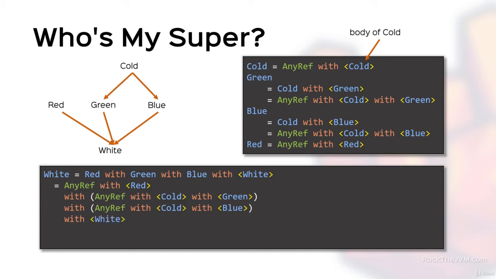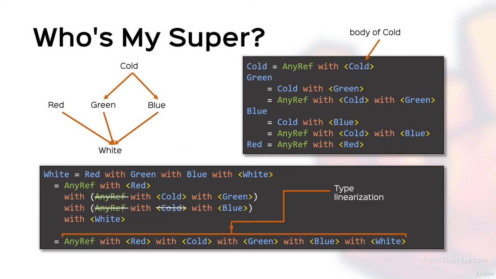Now, the compiler says, okay, I have a bunch of types and a bunch of bodies. So it takes all these elements in turn, and whatever it sees for the second time, it just jumps over it. So we have AnyRef with red, and then we see AnyRef with cold with green, but we saw AnyRef before, so we just jump over it. Again, in the third parenthesis, we have AnyRef with cold, which again, we saw before. So the compiler says, okay, white is then AnyRef with red, with cold with green, and then with blue, and then with white. Now, this is called a type linearization for white.